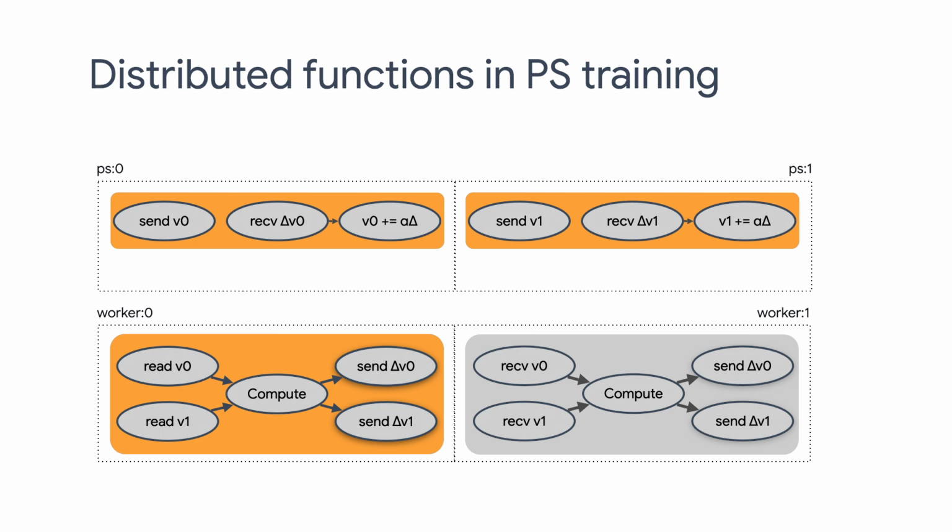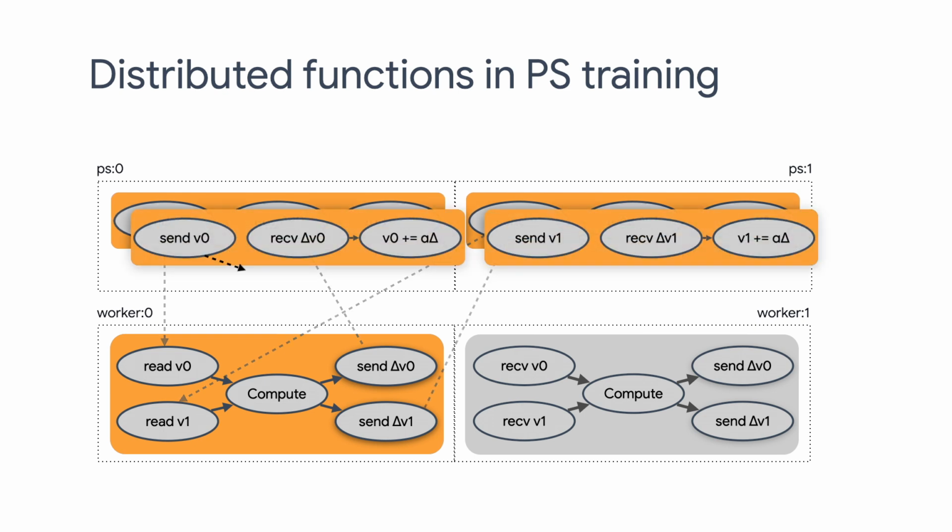The nodes in different functions are connected by send and receive ops. And the arrows in this graph indicate the data dependencies, and I'm using the dashed arrows for remote data dependencies. The same partitioning logic also applies to the remote function that's running on worker 1, which will be executed independently from the function that's executed on worker 0.